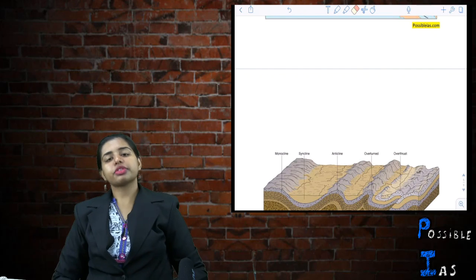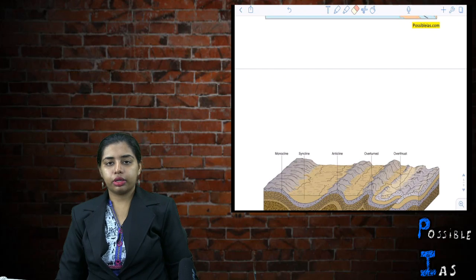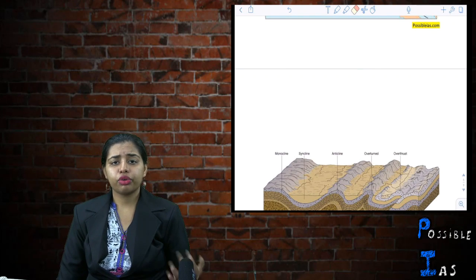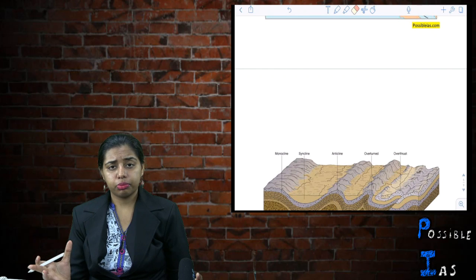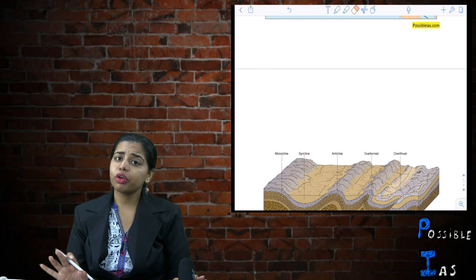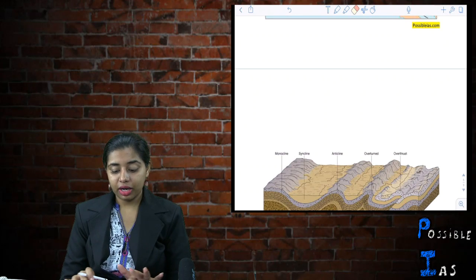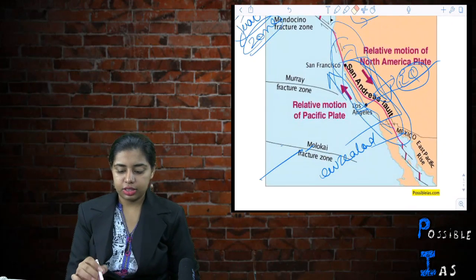Now there are hundreds of such interactions there, so you don't have to study all of them. There are minor places, Juan de Fuca, there's Nazca, there's Cocos, so there are so many of them. So you have to study a limited number, whatever is more important, or whatever are the classic examples, I would rather say.